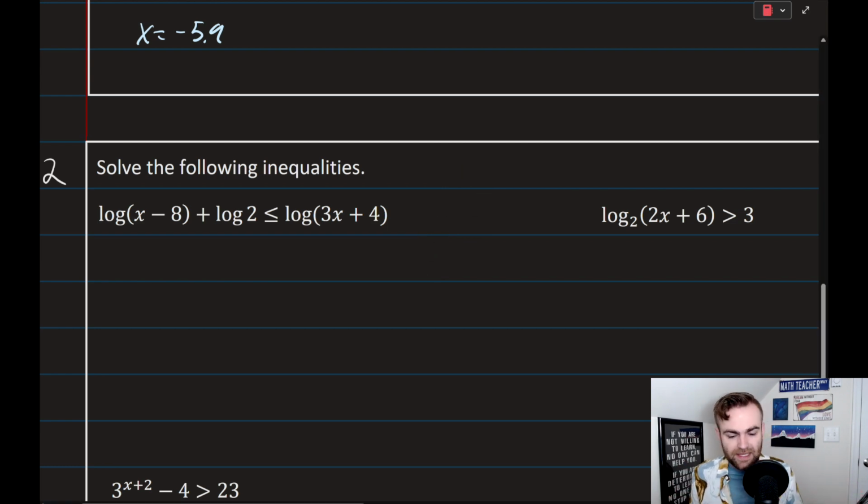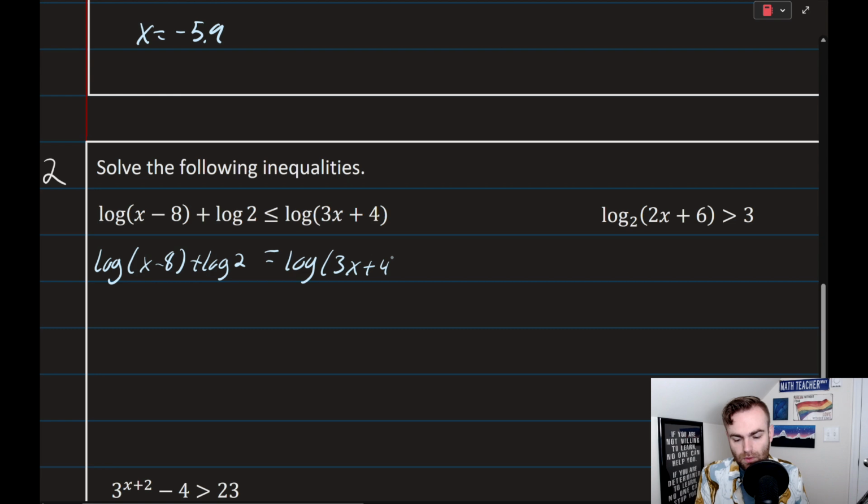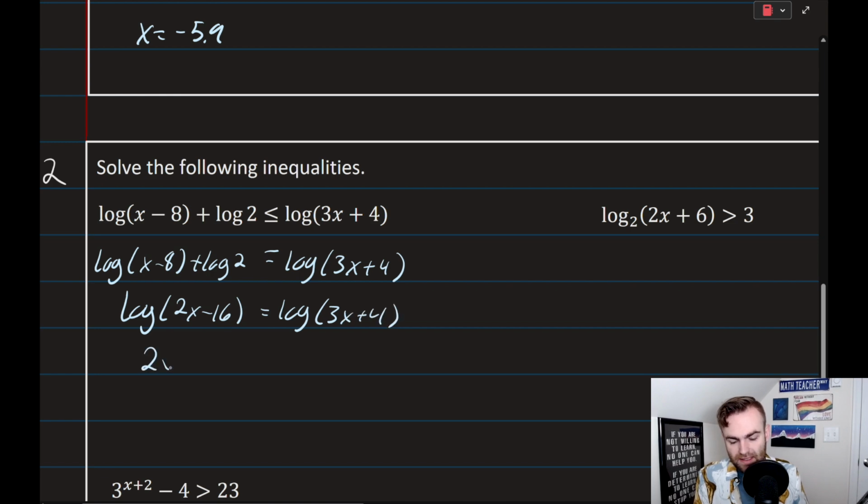So the first thing I'm going to recommend is, if you have something like this, something complicated, and you're not necessarily sure what the next step would be, replace the less than or equal to with an equal sign. So log of x minus 8 plus log 2 is equal to log of 3x plus 4, and then solve this as you would. So log of 2x minus 16 is equal to log 3x plus 4. So 2x minus 16 is equal to 3x plus 4.